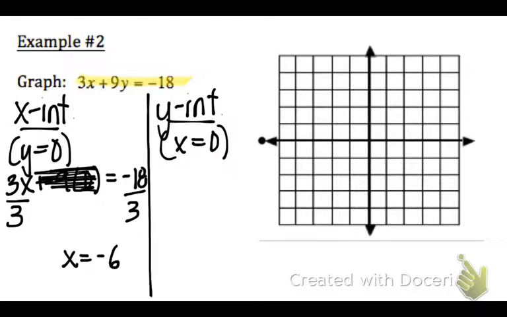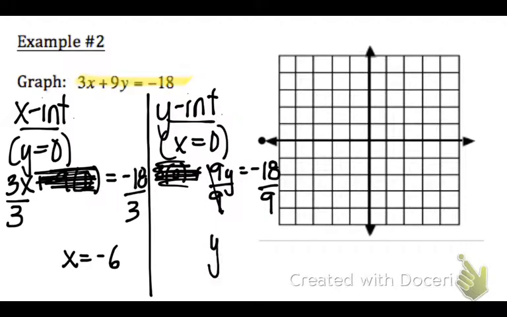Let's now do the y-intercept. Y-intercepts mean that x is 0, so if I plugged 0 in for x, this is what I would get. And what you may notice is 3 times 0 is 0, so it's like it doesn't even exist. Then I just have to divide by the 9's, and I get y equals negative 2. That's the y-intercept. Boom. Oops, maybe more there. So your line looks like this.